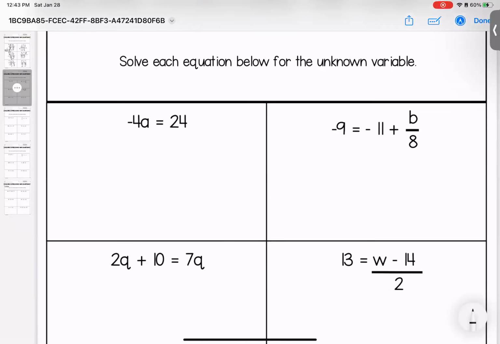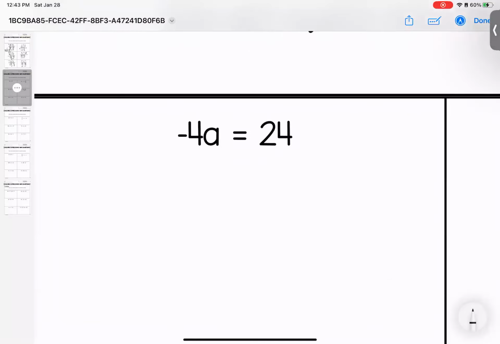On to page number 2. Sorry, I need a sip of water there. All right, page number 2. Let's get rocking and rolling.